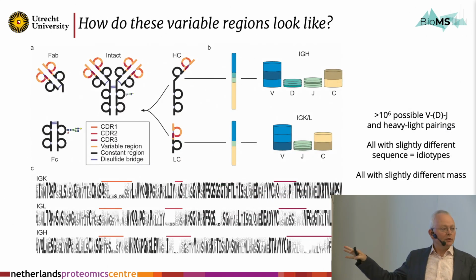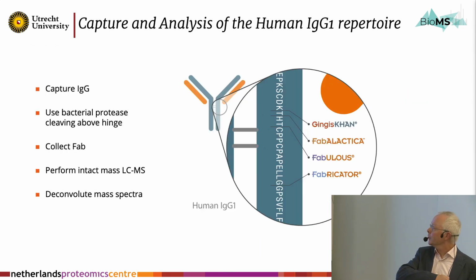All these sequences have a slightly different mass. They almost all have the same mass, of about 47,000. But depending on whether you have a valine or an alanine or a glycine or a tryptophan at a certain position, it changes your mass. So all FAB arms will have a slightly different mass. That's what I forgot to tell, and I need to tell you.